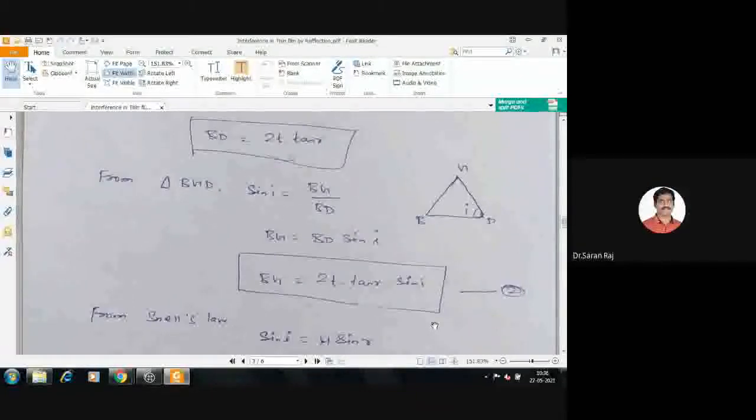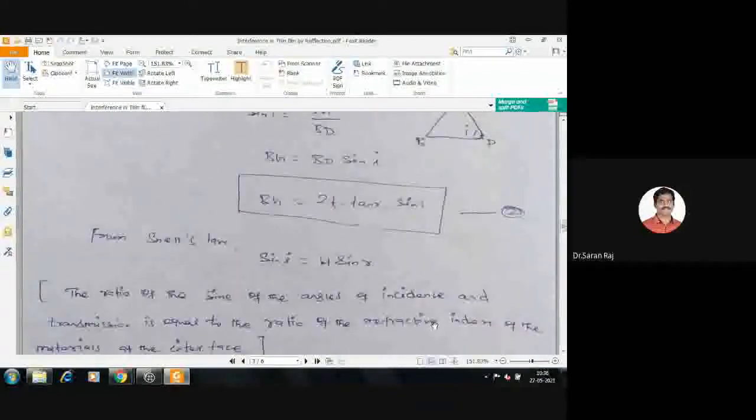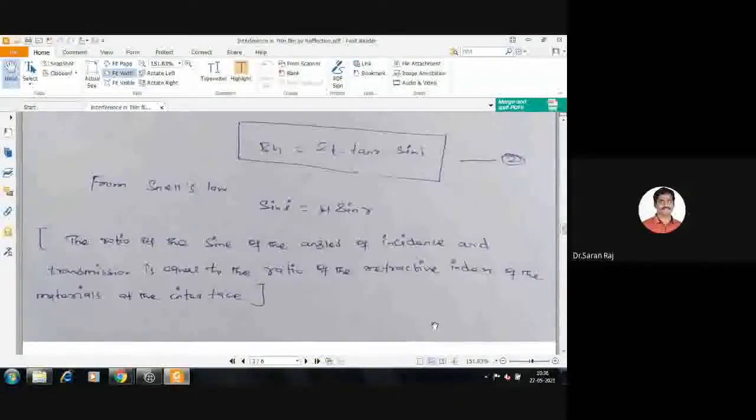From Snell's law, which you have studied. What is Snell's law? The ratio of the sine of the angles of incidence and transmission is equal to the ratio of the refractive indices of the materials at the interface. That is called Snell's law. So what is the condition? Snell's law is sin i equals mu into sin r, the incident light equals the refracted light. Based on this Snell's law, you can write these equations.